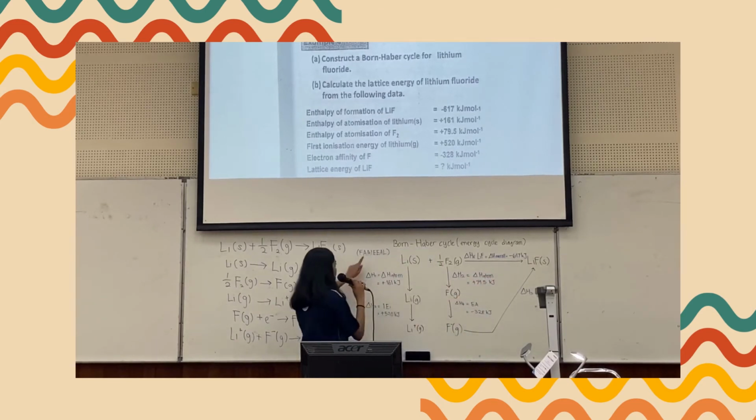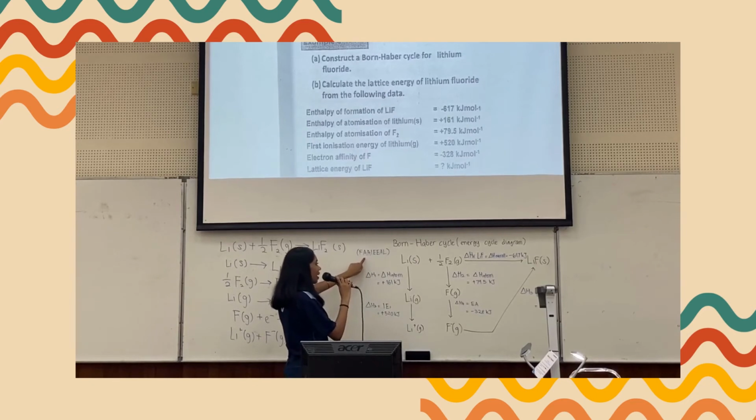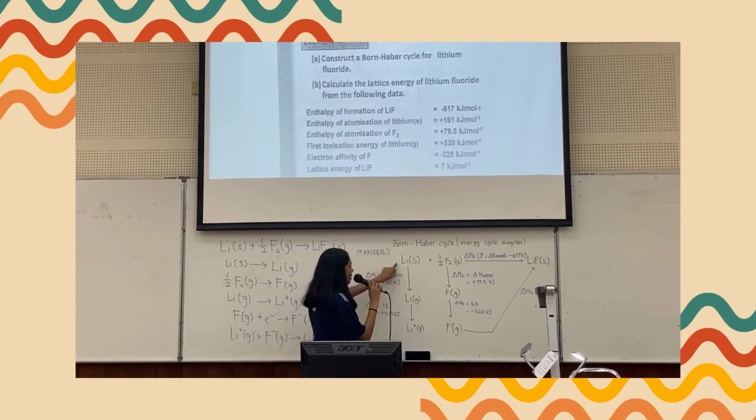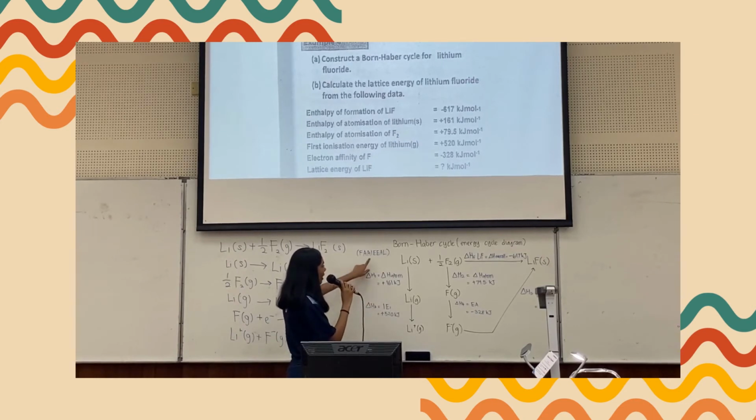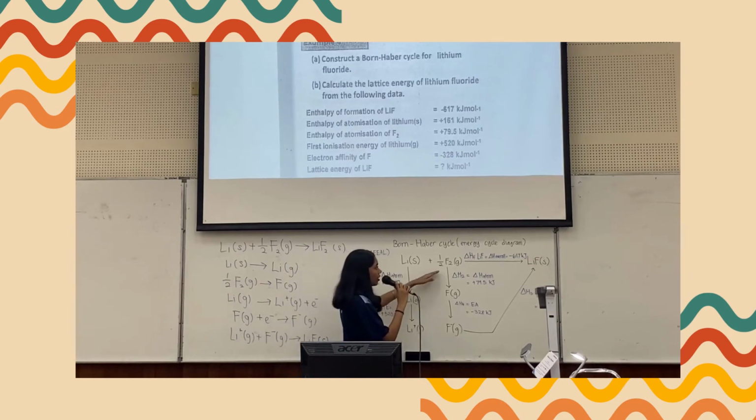And then the second one is ΔHa. It refers to the enthalpy of atomization of a metal, from lithium to gaseous atoms of lithium, and the value is positive 161 kJ per mole. And then the third one is the enthalpy of atomization for a non-metal, from fluorine gas to 1 mole of gaseous atoms of fluorine.